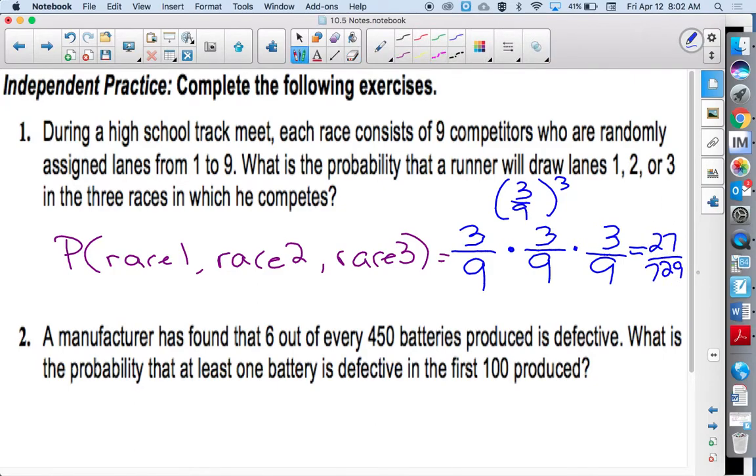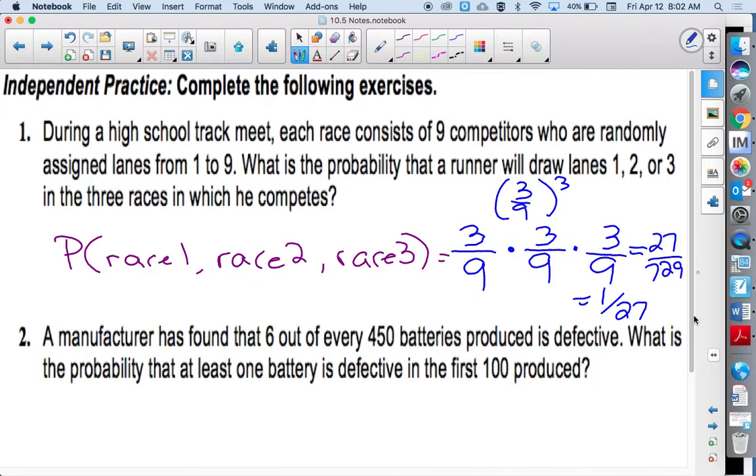And then that goes down to 1 over 27. So if you have the same probability for this number of days or the number of races, then it's just that probability raised to the exponent. That's the easy way to think about it.